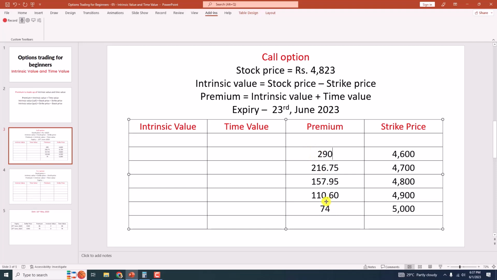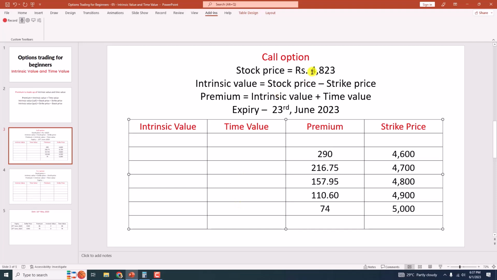This is the premium. Meaning, if I want to buy 5000 strike price call option, then I need to pay a premium of 74 rupees. Of course, it will have its own lot size. So we have to multiply this by the lot size, but let us not go there now. It is not required for this video. Okay. Now, let me calculate this.